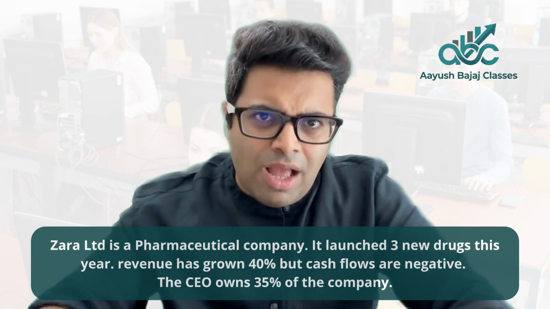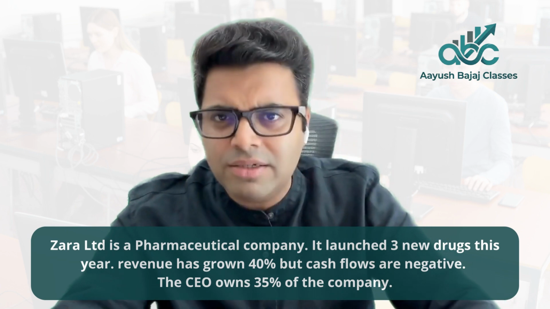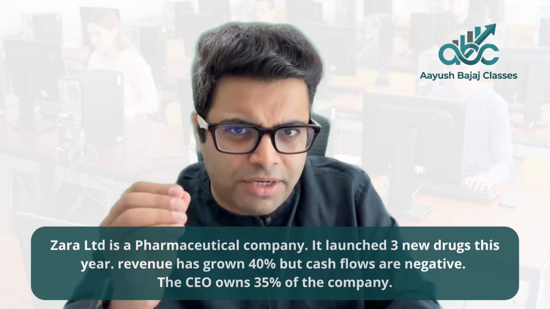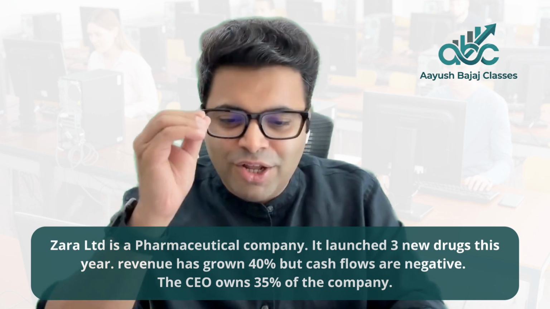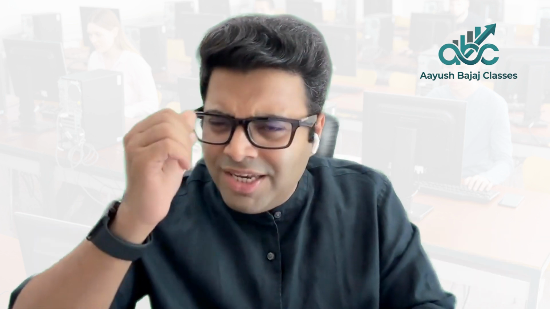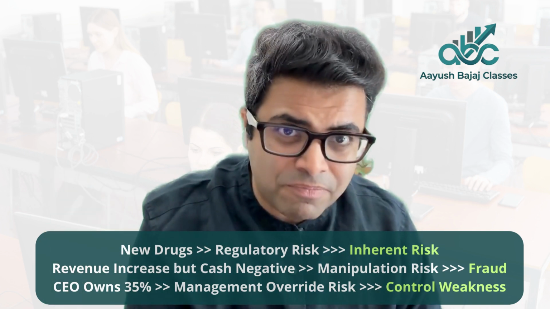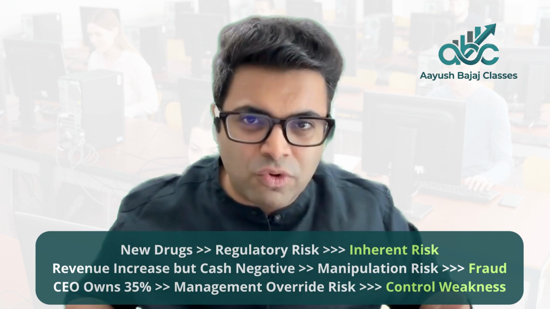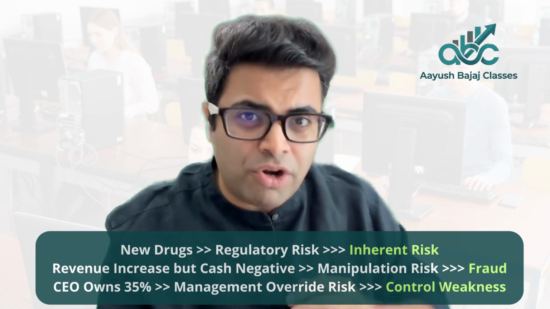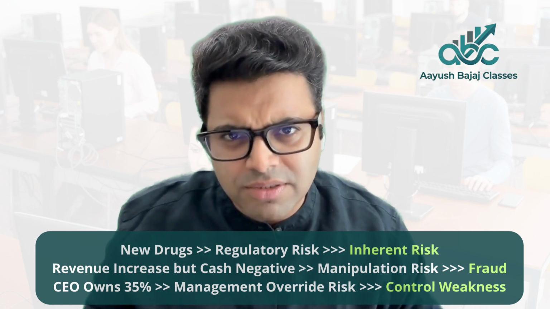Now, a normal student would read this and think, all right, pharmaceutical company, got it, let's move on. But an audit trained brain, this is screaming with red flags, guys. New drug, high regulatory risks might mean inherent risks are high. Revenue has grown, cash flows are negative, might indicate revenue manipulation, might lead to fraud risks. CEO owns 35%, might indicate management override risk.